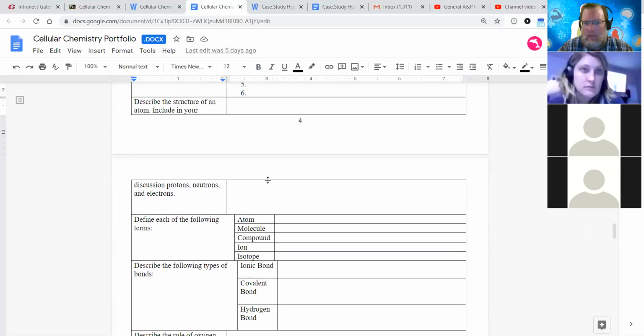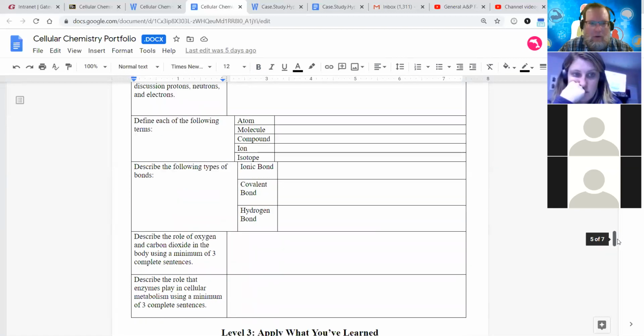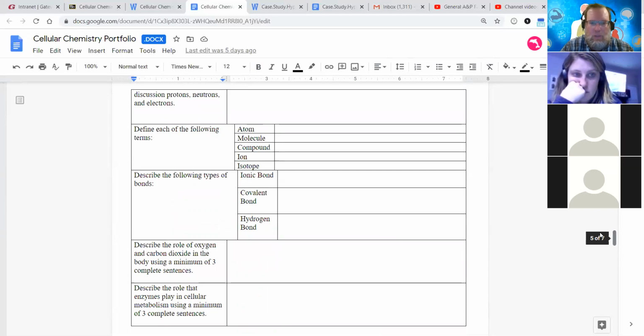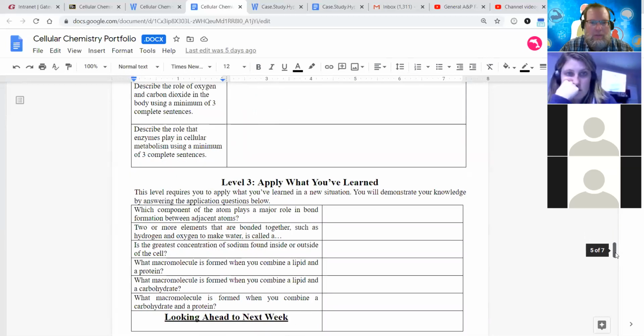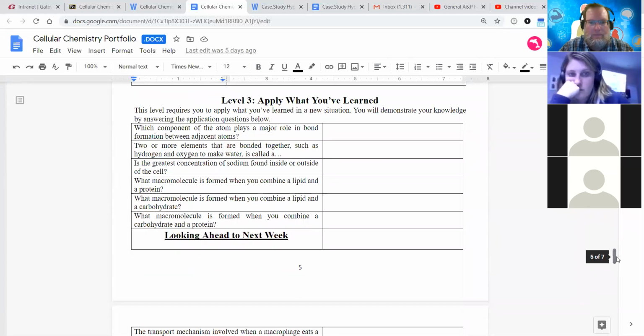Structure of an atom, you can even draw it if you want. You can just describe it as protons and neutrons in the center, electrons orbiting around it, some definitions. Again, all of this is in your stuff. So apply what you've learned.